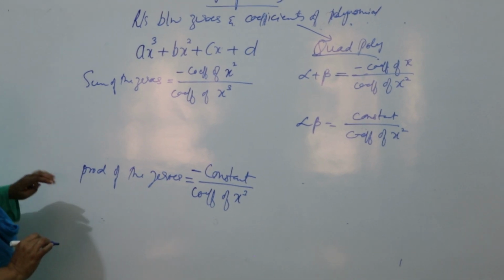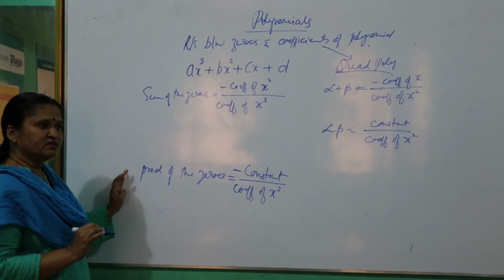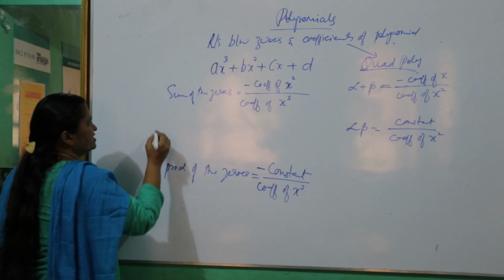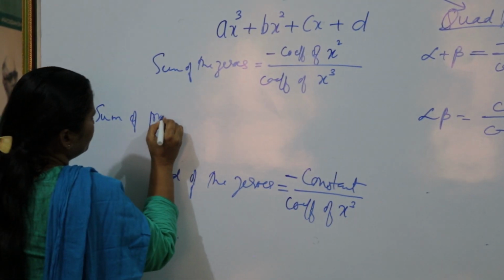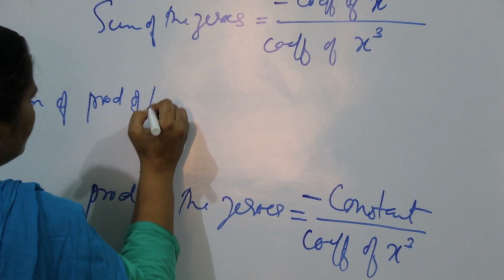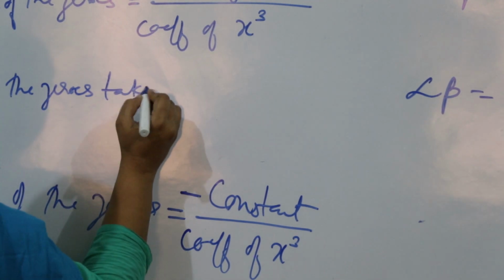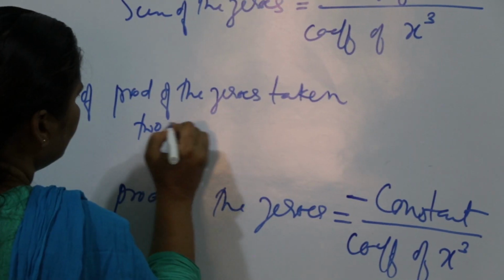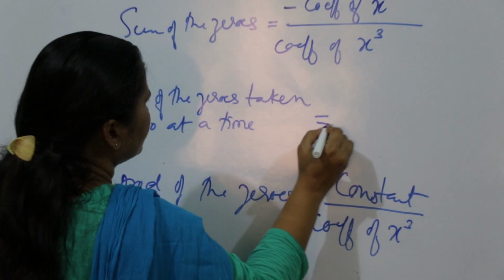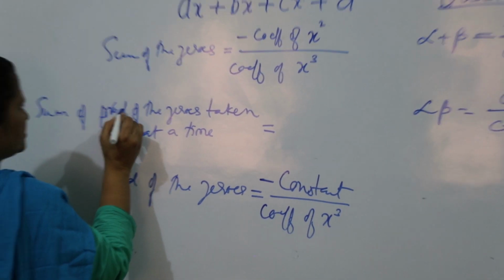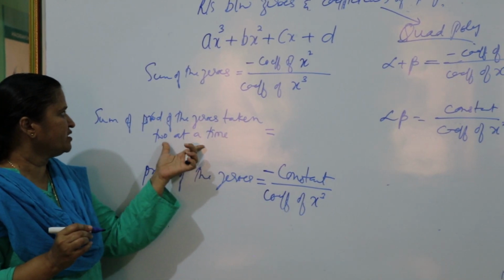But here we have one more relationship of the zeros between these two, which is the sum of the product of the zeros taken two at a time. I will try to explain what this is. You don't have to get worried about these complicated terms.